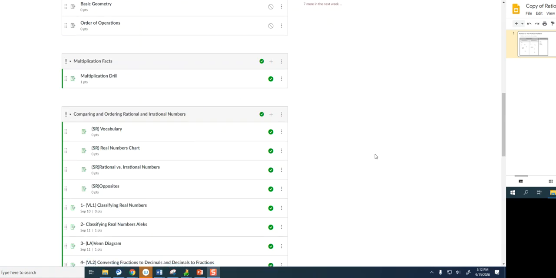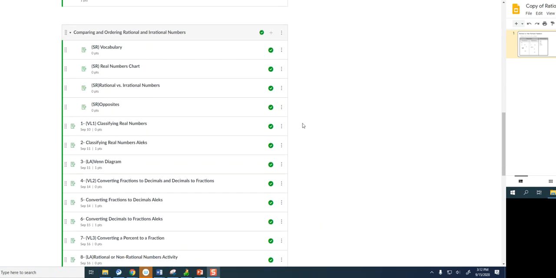Okay, the next module that we come to is the comparing and ordering rational and irrational numbers. This is the module that we are working on this week. We started it last week. We're going to continue it this week. And then by the end of next week, the students will be ready for their first test on all of these topics.